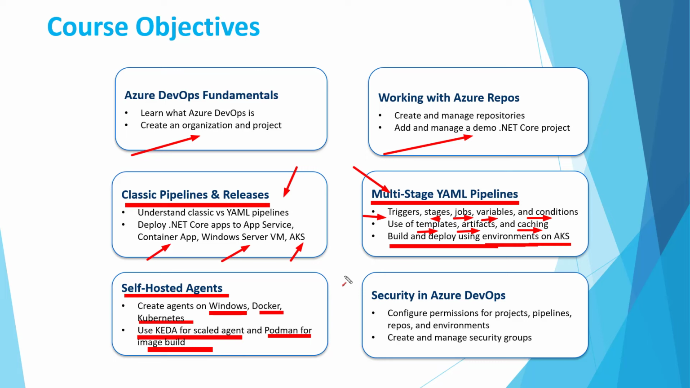After finishing this phase, we will go into our last phase, which is security in Azure DevOps. We will talk about how to configure permissions for projects, pipelines, repos, and environments, to apply security best practices and use least privilege for your users and groups. And we will talk about how to manage your security groups in Azure DevOps. And this will be our last phase in the course.